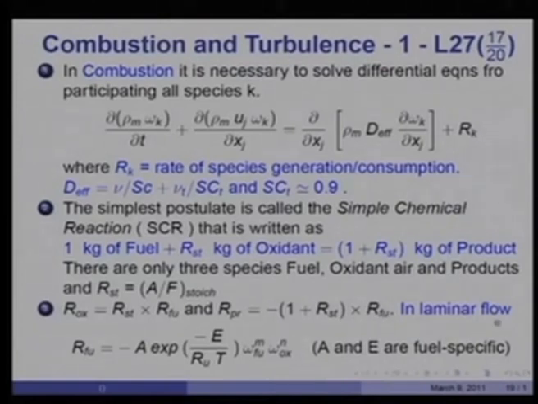Now, if it was a laminar flow, RFU would be given by minus A exponential of E by RUT omega FU to the M, omega ox to the N, where A, E, M and N are fuel specific constants. In a turbulent flow, what we would like to do is to simply replace this omega FU by the time average omega FU bar and omega ox bar, but there are difficulties, and that is what we want to appreciate on the next slide.